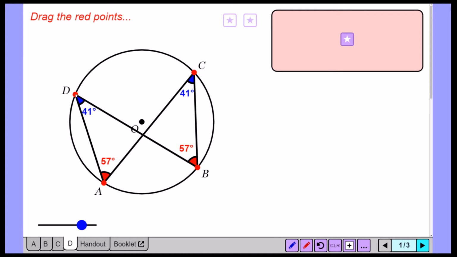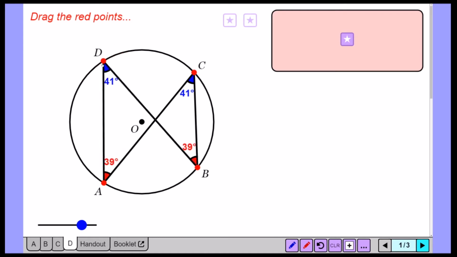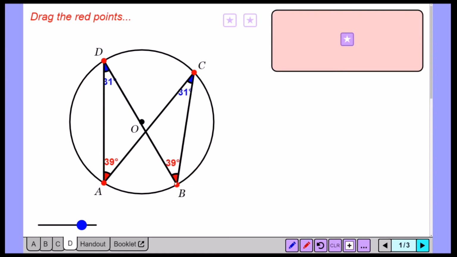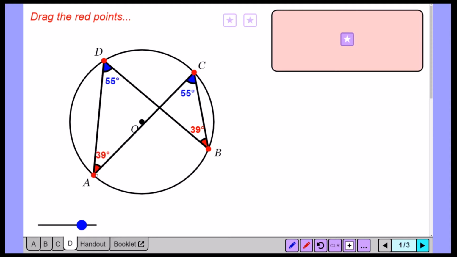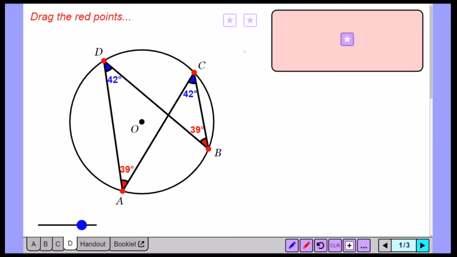Hopefully what you noticed is that the angles at the top of your bow are always equal and the angles at the bottom of your bow remain equal as well, regardless of where the 4 points are on the outside of your circle. It's really important for this circle theorem to work that you make sure all 4 points of the bow are on the circumference of your circle. What we can say is that angles in the same segment are equal.